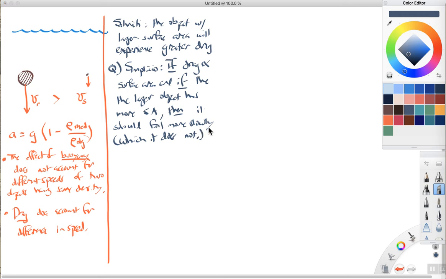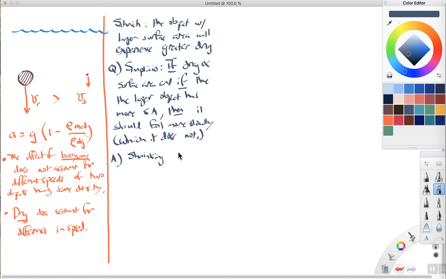So Simplicio seems to have identified a fatal flaw in this drag explanation. What is the answer to this? How does Salviati address this? Well, he says, it's true that the larger object has more surface area, but compared to its volume, it does not. And this is the key point that Galileo makes. And so he talks a bit about how the volume and the surface area scale with the size of the object. So let me just write out the answer that Salviati provides.